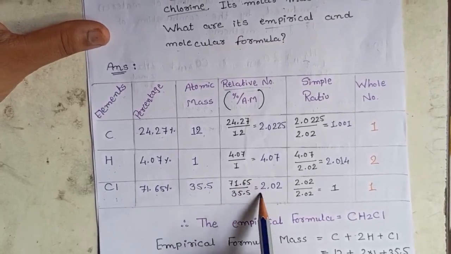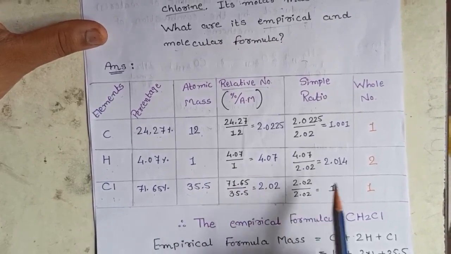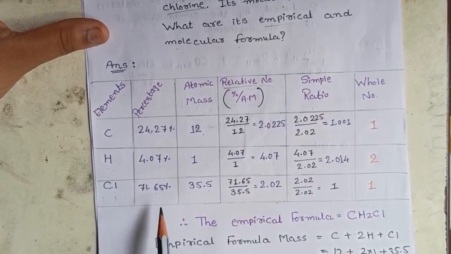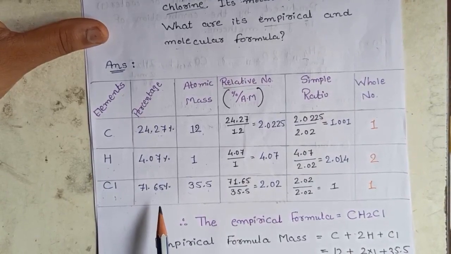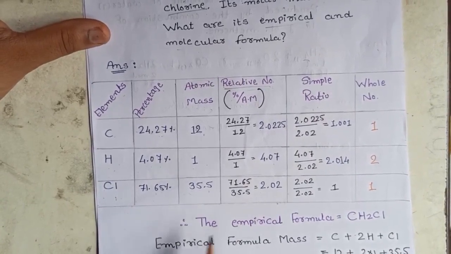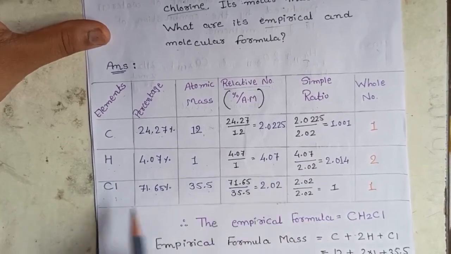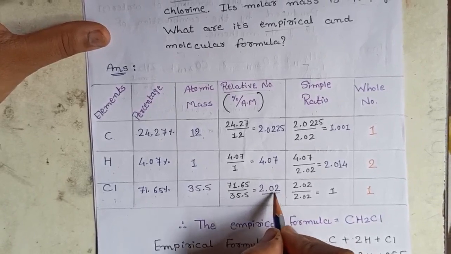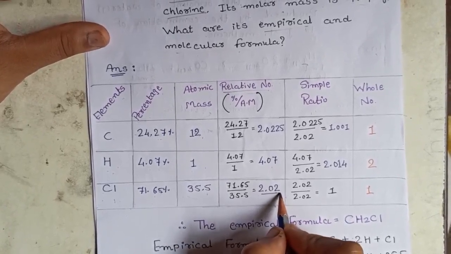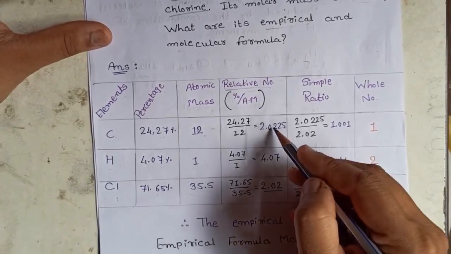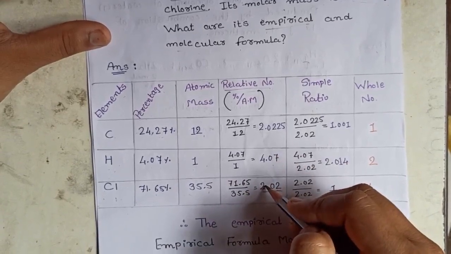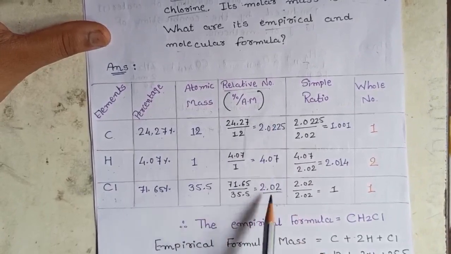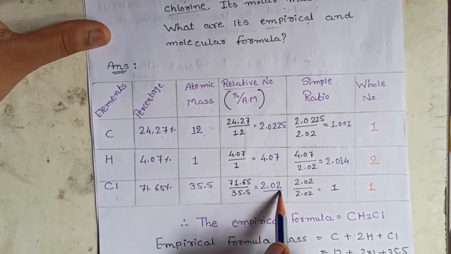and for the chlorine, 71.65 divided by 35.5 equals 2.02. Now for the simple ratio, first of all you have to find out which relative number is least, right? So you can see that here the relative number for chlorine is least, 2.02. So you have to divide all relative numbers by the least relative number. So you have to divide all these numbers by 2.02, right?